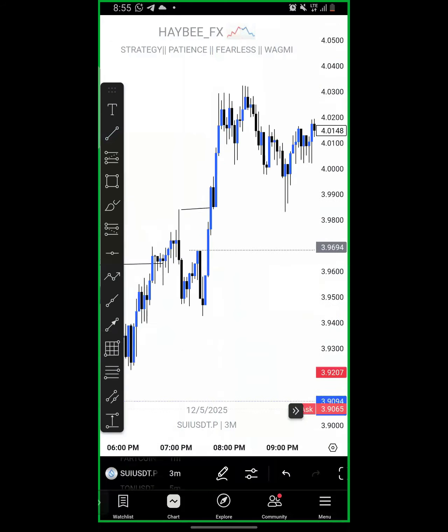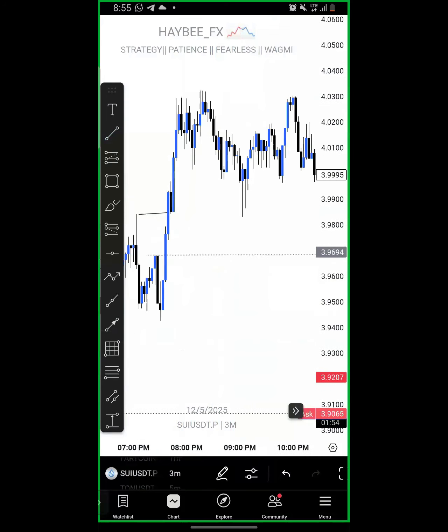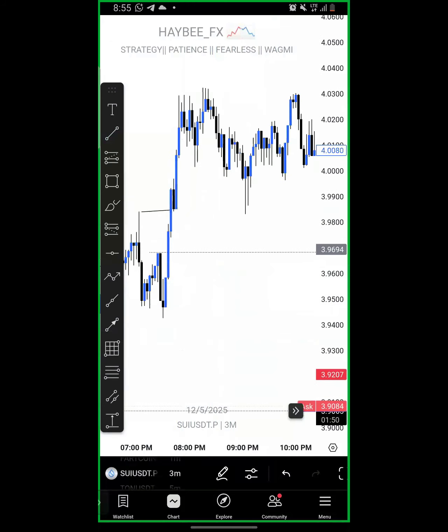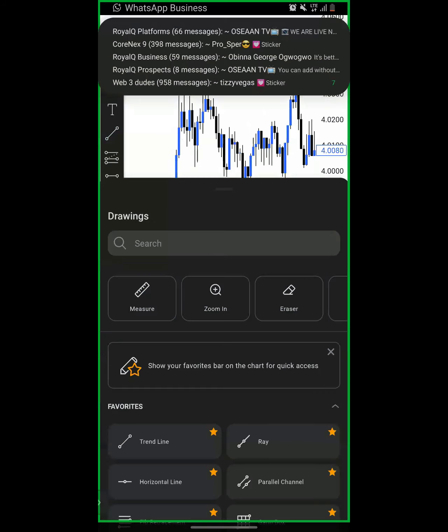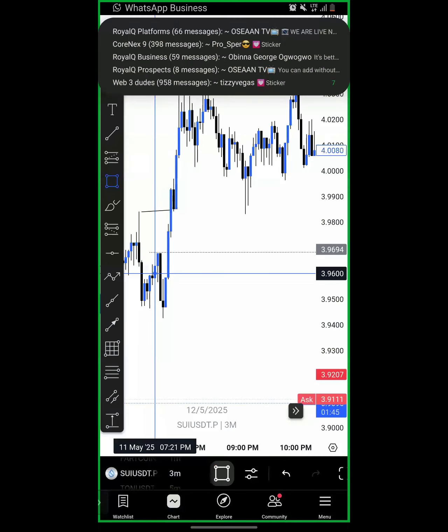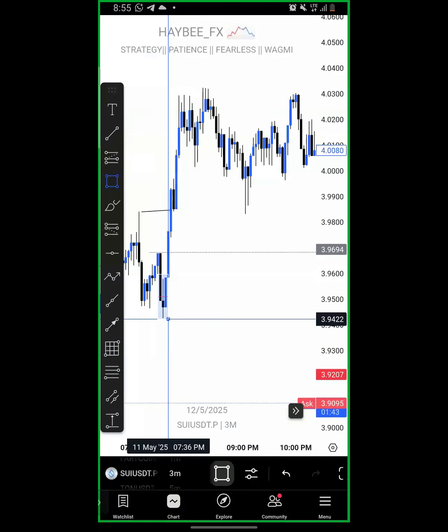Are you hearing me now? So you see this candle here. See this candle here. Can I mark it out? You can see something here. There is an order block here. And I remember that you saw another block here.